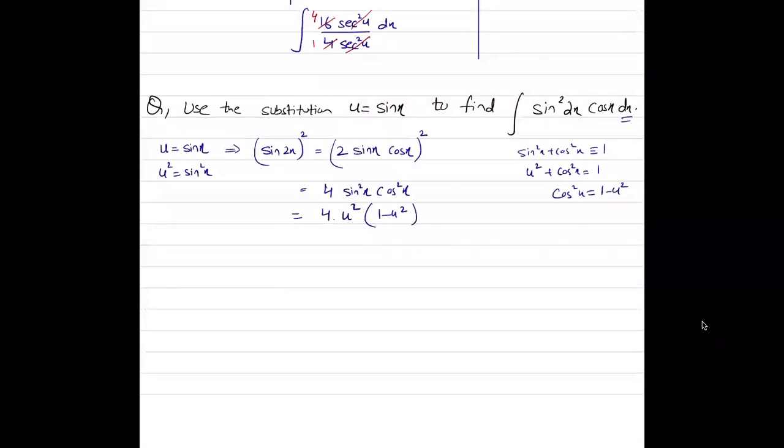To replace this dx, if u is equal to sin x, then the derivative of u with respect to x is going to be cos x, and dx is going to be du upon cos x.